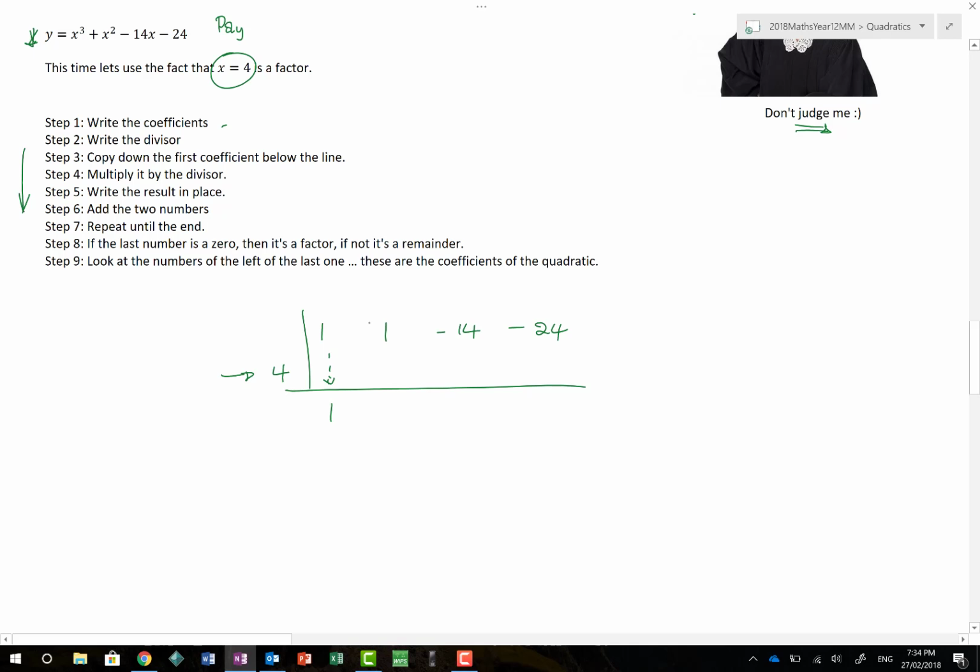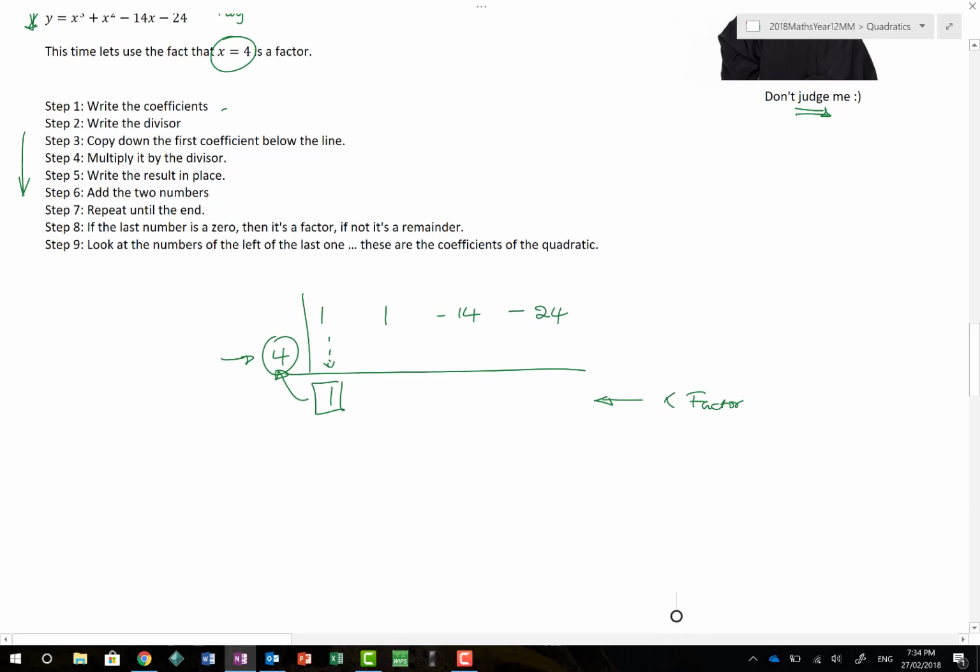Having written down this first number here, we take it and we multiply it by this value here. And the trick is, anytime you write a number in the bottom column, you multiply it by the factor and you write the response here. Okay, right, so 1 times 4 is 4. Anytime you write a number in this column, that row, you add them together. So 1 plus 4 gives me 5.